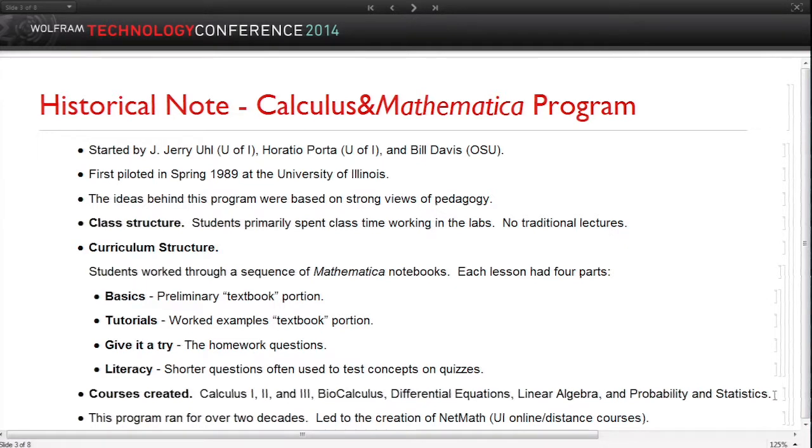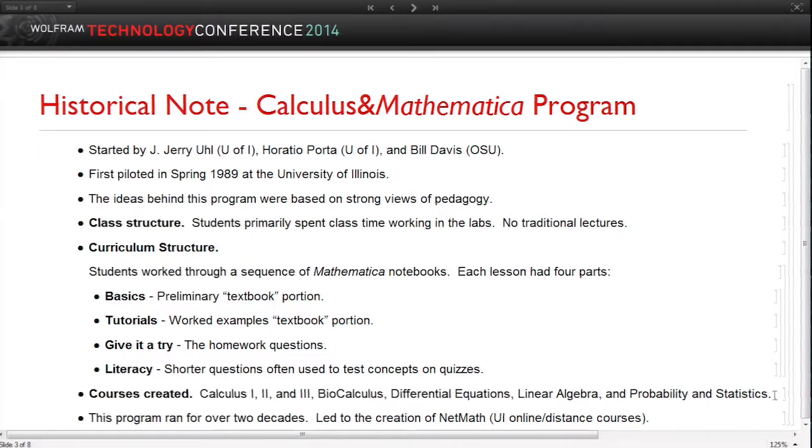Each lesson usually had on average 4 parts to it. The first part was called the basics. This would be your preliminary textbook portion. The second part was the tutorials. Now that we've learned some concepts, let's see it in some worked examples. Let's apply it and see how we can use this practically. The third file was called the give it a try, but really instructors were told to use this to create the homework assignments. This is where you would get the questions for students to complete for homework. And these were, again, all Mathematica notebooks.